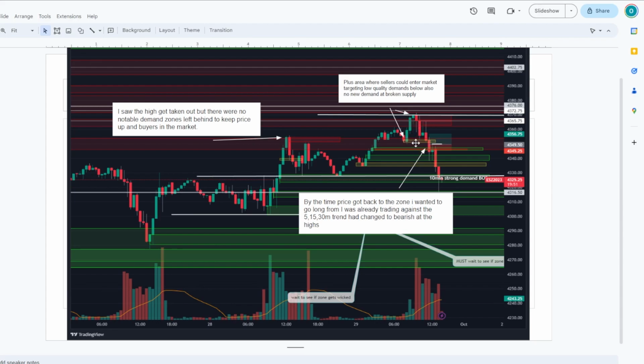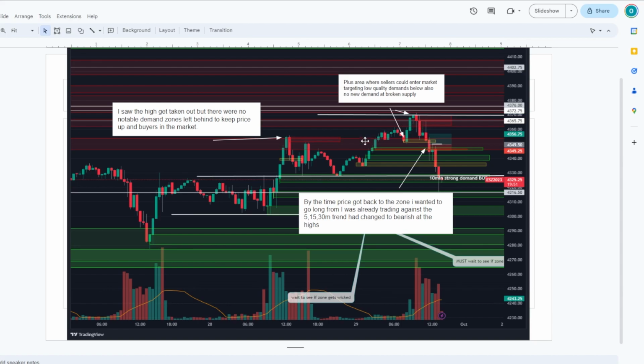Now, if we would have pushed up, left this little zone here, left some highs, took out these highs, and returned, and then tapped back into 43.56 or something, that would have been valid. But we also pushed into supply above with no new demand at the broken supply that we took out at these highs. So that's what started accelerating our losses, and that would allow sellers to come into the market.